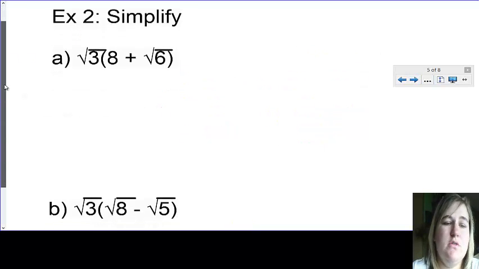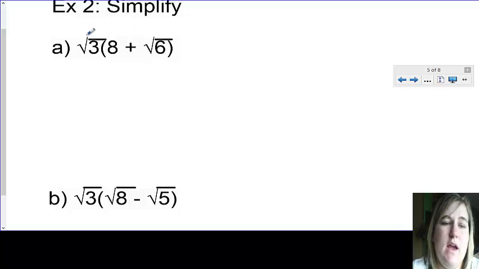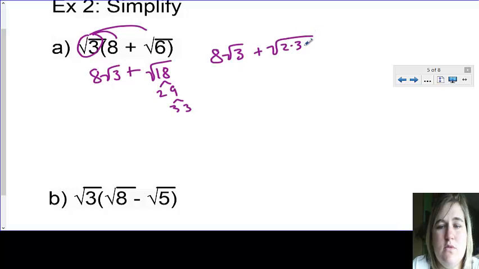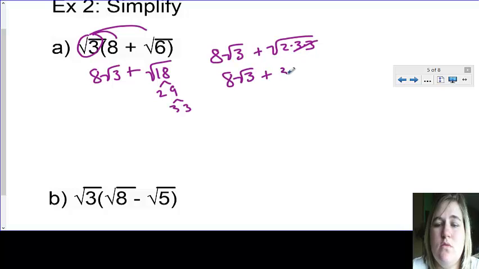On example 2, we are doing the exact same thing except we're going to have to FOIL or distribute first. So I have radical 3 times 8 is 8 radical 3 plus, if I multiply these, radical 3 times radical 6 gives me radical 18. Radical 18 can be factor treed to 2 and 9, 3 and 3. So that is 8 radical 3 plus radical 2 times 3 times 3. Doubles come out, so I have 8 radical 3 plus 3 radical 2. That's my final answer.